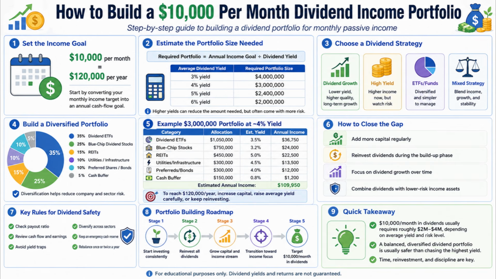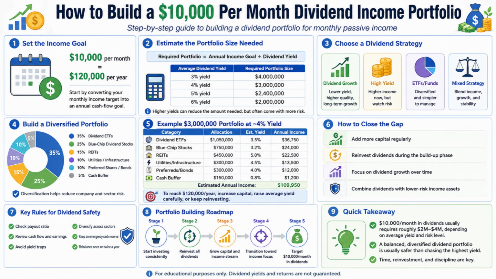For example, a $3 million portfolio with around 4% average yield may generate close to $110,000 per year. This is near the target, but still slightly below $120,000. To close this gap, an investor may need to add more capital, carefully improve the average yield, or reinvest dividends for a longer period before depending on the income.